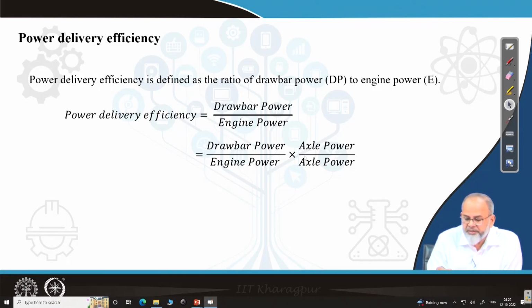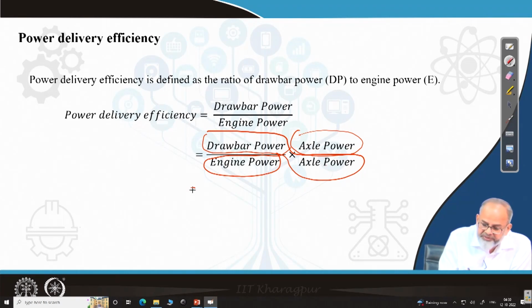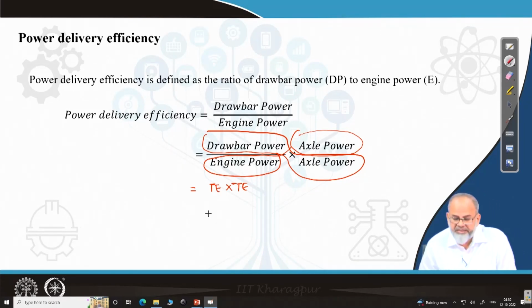Now, power delivery efficiency is drawbar power by engine power. I just multiply the numerator and denominator by axle power. So, I take drawbar power by axle power and axle power by engine power. The first ratio, drawbar power by axle power, is nothing but your tractive efficiency, and axle power by engine power takes care of the transmission efficiency. So it is a product of two efficiencies.